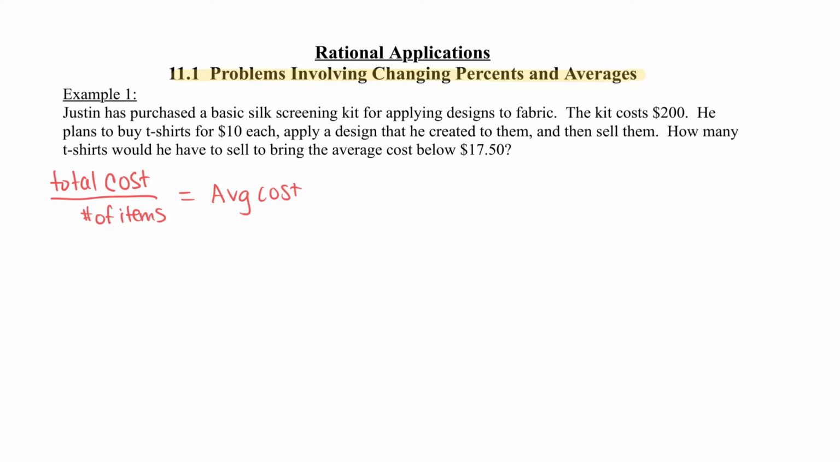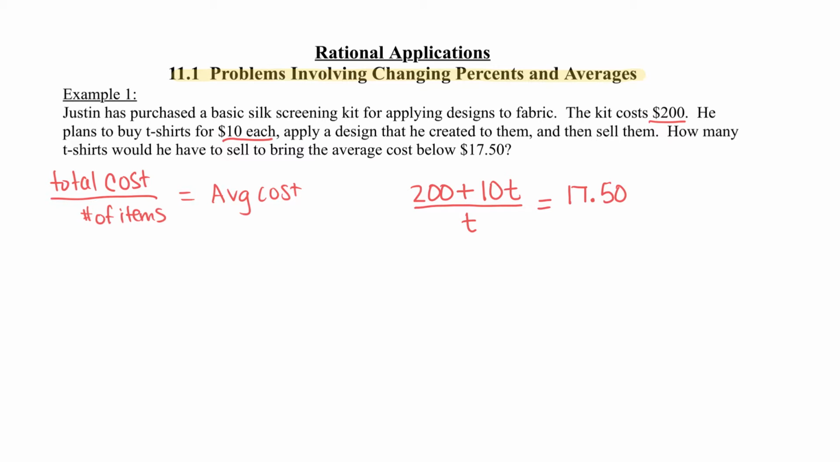In this particular example, the kit costs $200, so that's just a flat cost. He's going to buy t-shirts for $10 each, so that's also a cost that we add on, but it's $10 for every t-shirt that he sells. We divide that by the number of t-shirts he sells, which is just t, and we want that average to be below $17.50. So we're going to figure out when it will equal $17.50, and then every other t-shirt after that will get the cost below.